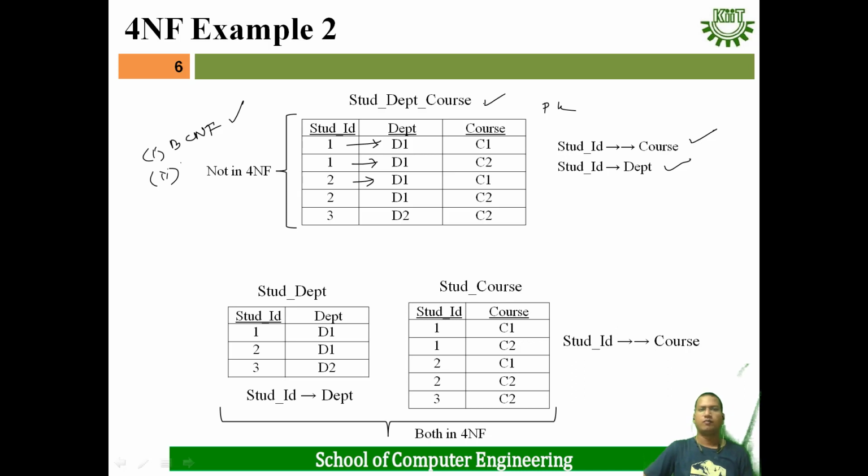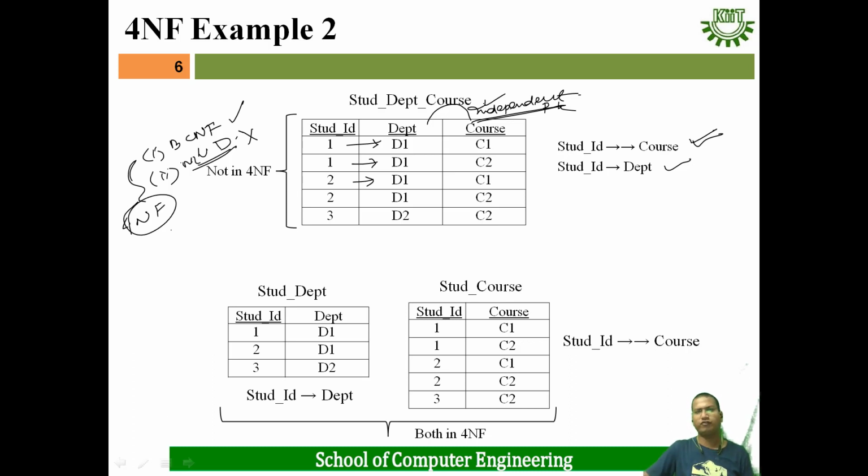Then the second thing, multiple MVDs, multi-value dependencies, should not be present. But in this case, multi-value dependency is present. Student ID to course, that multi-value dependency is present. But here department and course are independent of each other. This will create a problem. Okay, department is independent of course. That's why this should not be present. That means this table is not in 4NF.